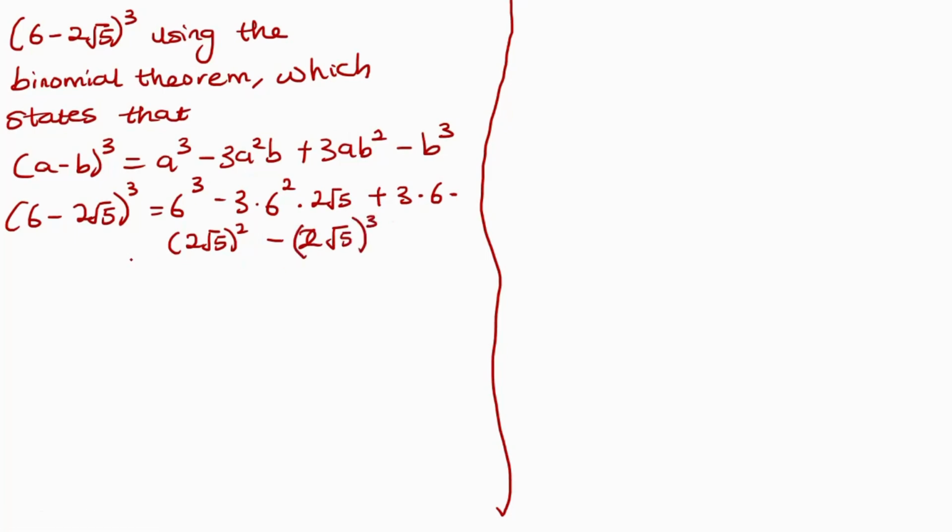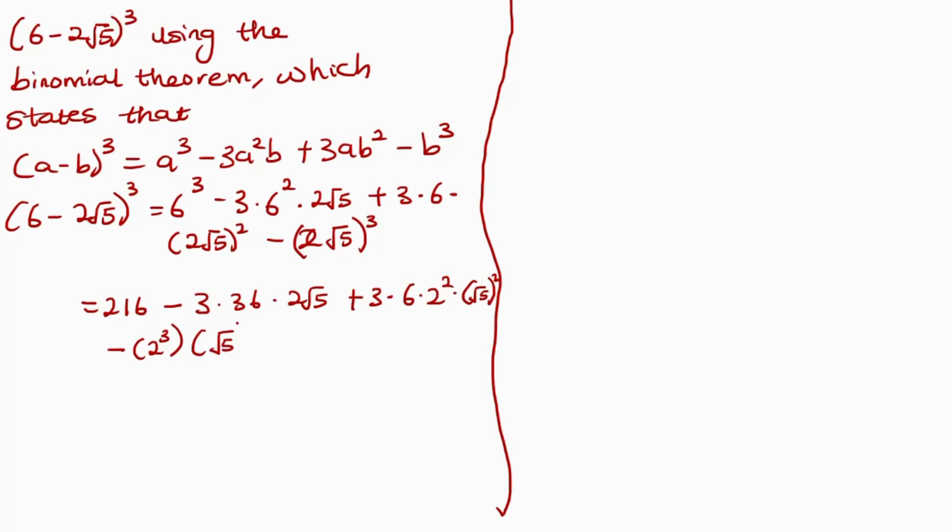Okay, so this is going to give us 6 cubed is 216, minus 3 multiply 6 squared is 36, so we have 3 multiplied by 36 multiply 2 root 5, plus 3 multiply 6 multiply. Now let's simply break this down. We have this to be 2 squared multiply the root of 5 all squared, minus, for this part right here, 2 cubed multiply the root of 5 all cubed.